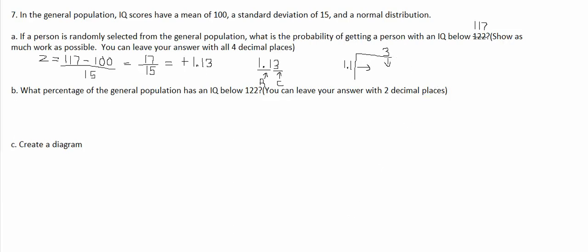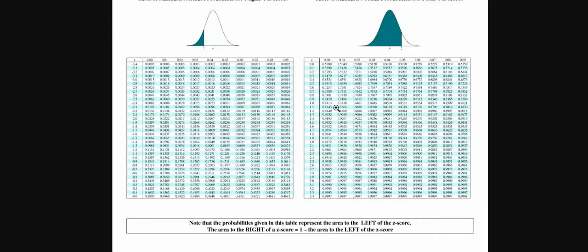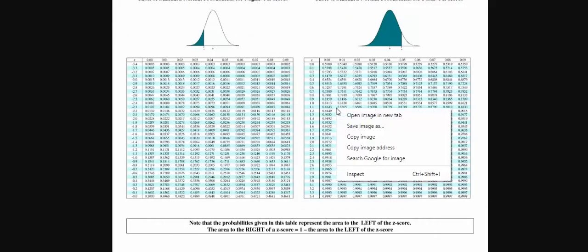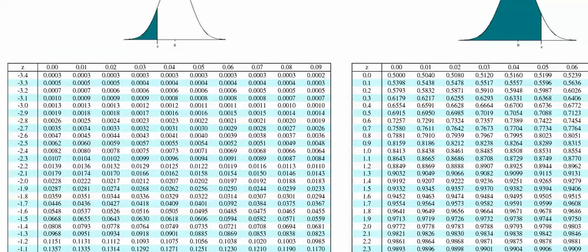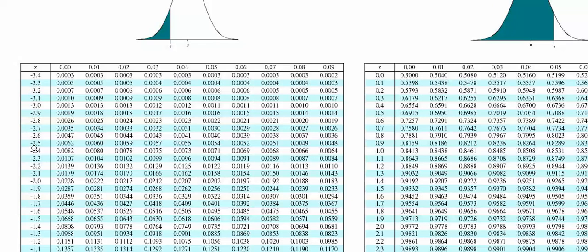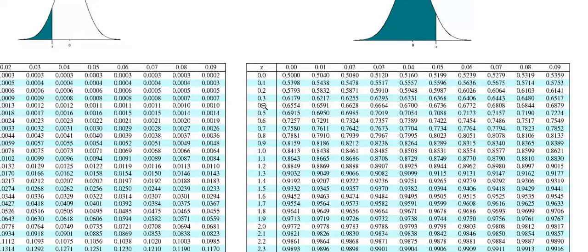So here's the z-table you'll need to be using. I'll share it with you through a message. So here we have 2 tables side by side. We have a table for negative z-scores. Notice how these are all negative numbers at the left end. And we have a table for positive z-scores. So we have a positive z-score of 1.13, so we go to the positive table on the right side.